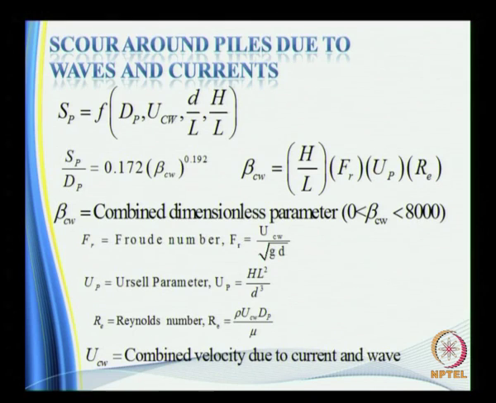Scour under piles due to combined action of currents and waves. So you have a beta parameter coming here which is controlled by this factor, where UP is Ursell's parameter, this is the Froude number, this is the Reynolds number, this is wave steepness. Once you are able to calculate this, then use this relationship to get the scour depth.